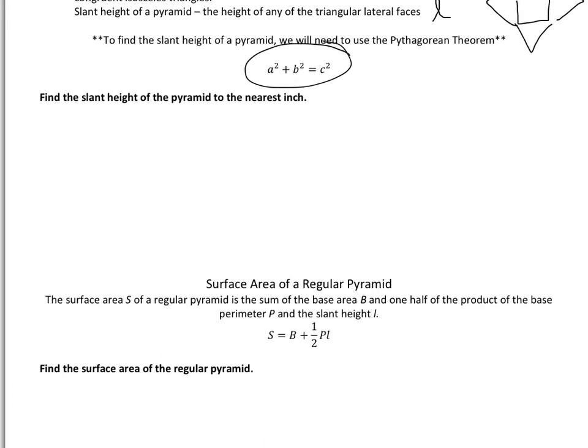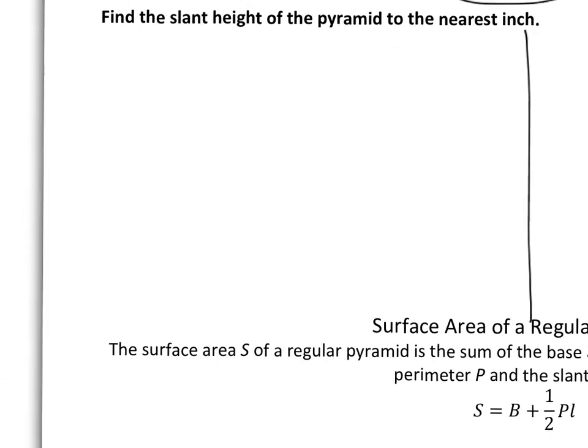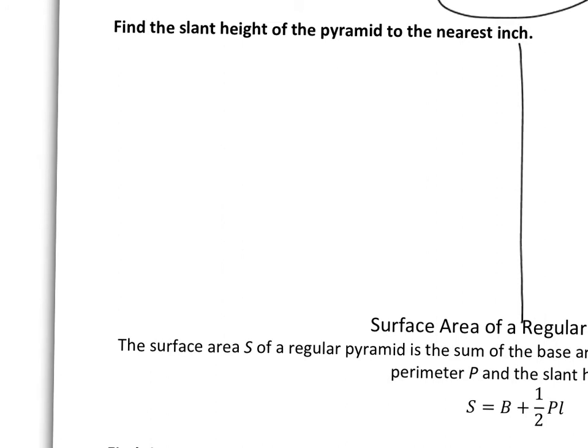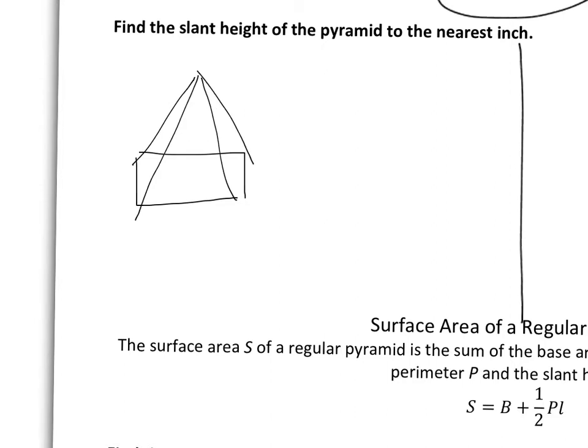So that's the first thing we're going to do: find the slant height of some pyramids, and we're going to round to the nearest inch. So I've got my pyramid. Not going to be the best drawing, I apologize. Now I know that the height of the pyramid is 10 inches, and each side is 16 inches, so it has a square base. I want to find the slant height, which is going to be this side here.